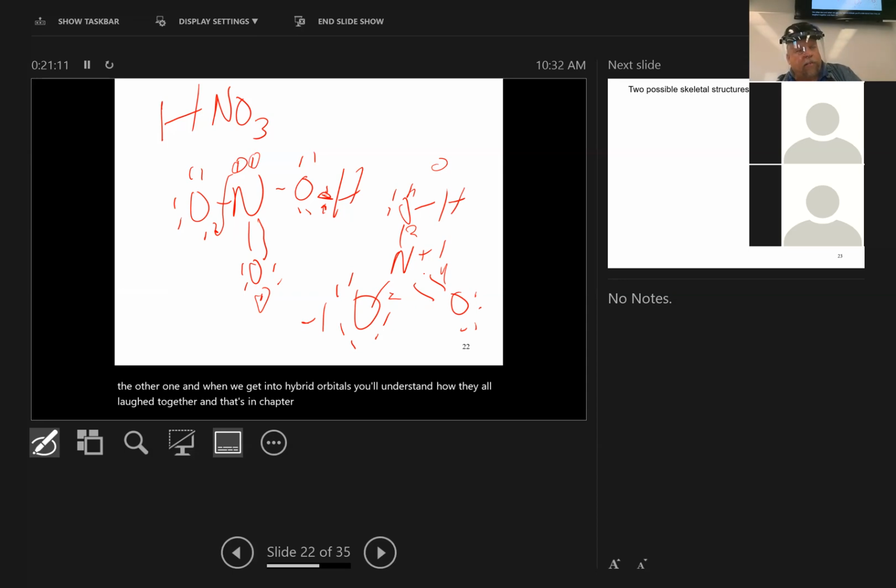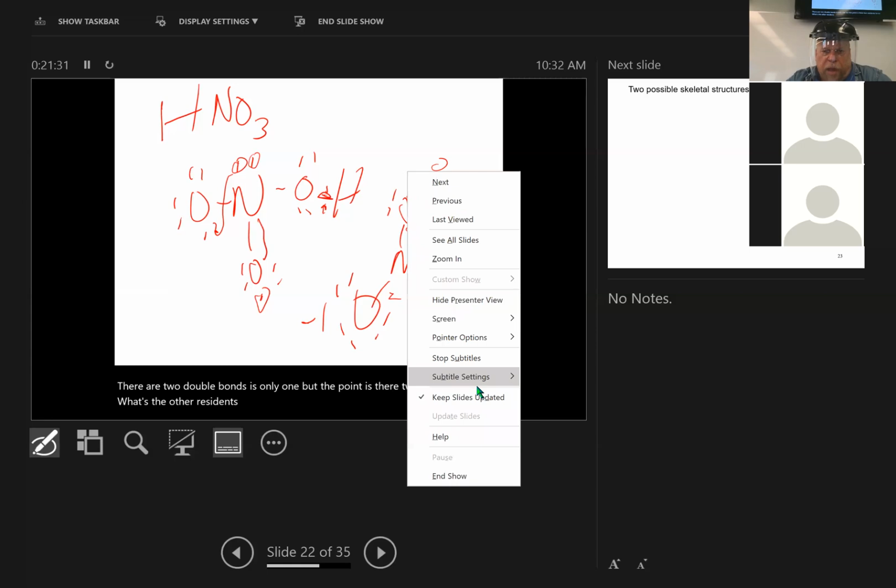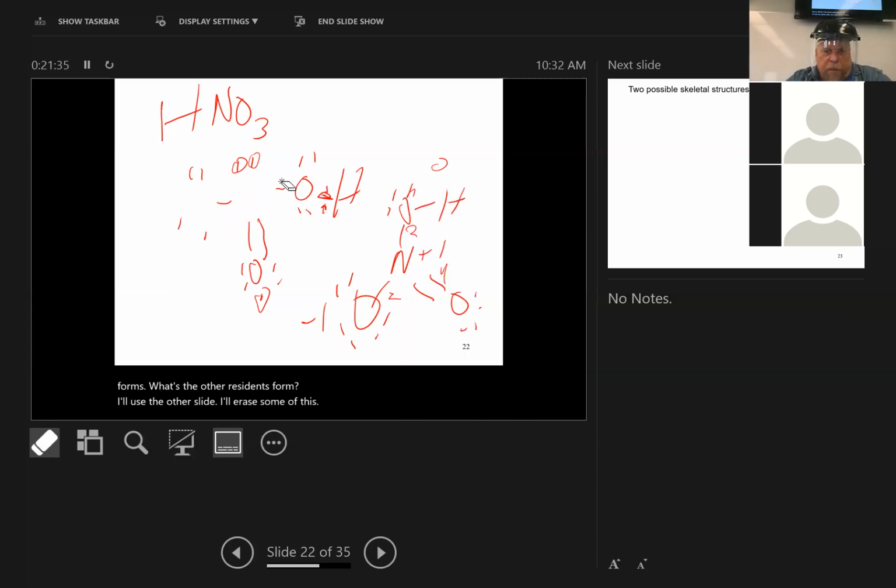Dr. Douglas, why can't we have more than one double bond? Like, can we just put the other oxygen as another double bond to take care of it? Well, there aren't 2 double bonds. There's only 1. But the point is there's 2 resonance forms. What's the other resonance form? I'll use the other slide. I'll erase some of this. What's the other resonance form for this structure?